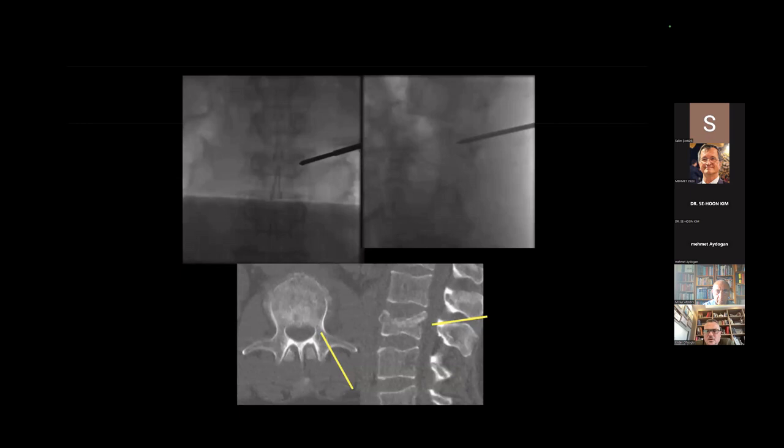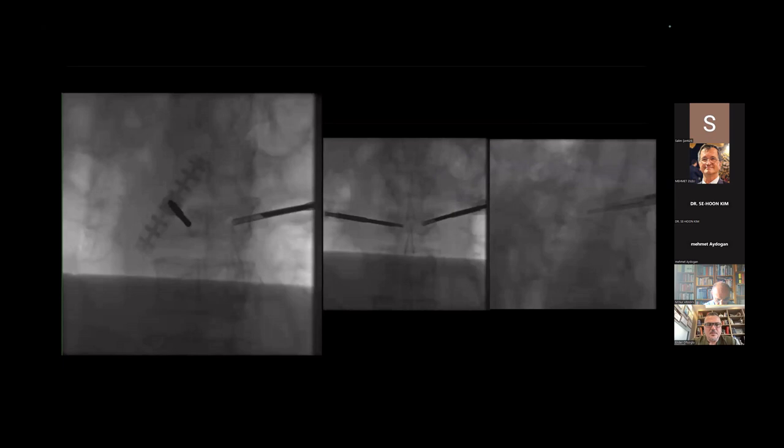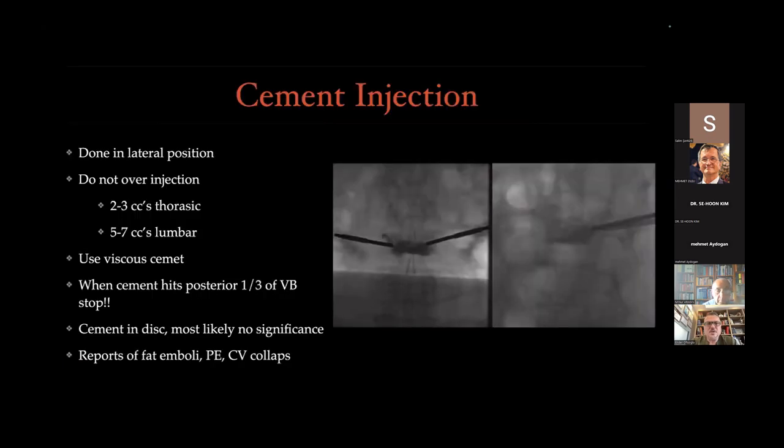We use fluoro, or if you have a CT, always remain inside the red line. Don't cross the red line. Don't disrupt the medial wall of the pedicle. We can see the bilateral transpedicular approach, and then cement injection.